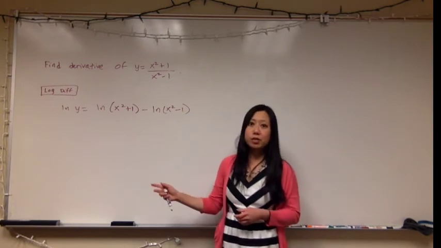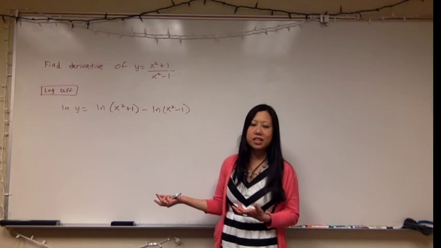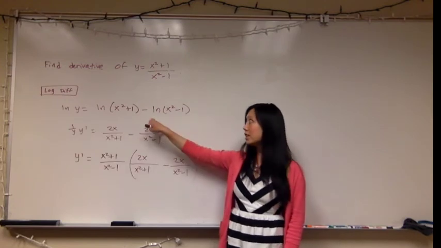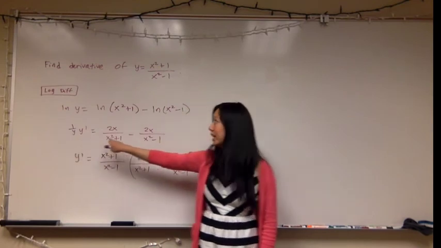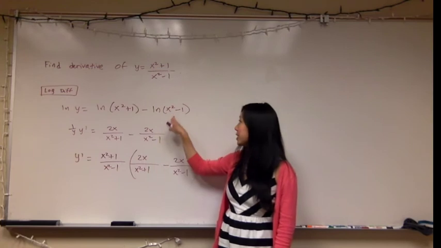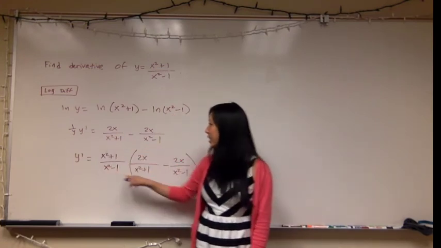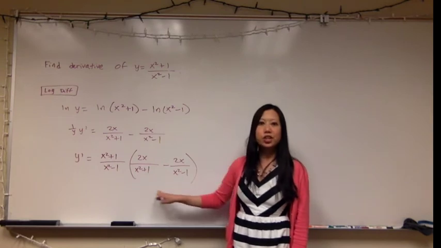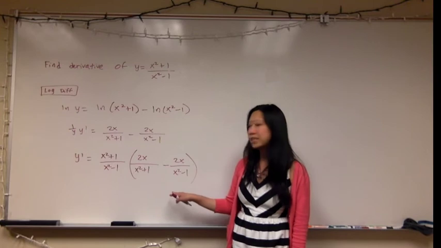So again, continuing with log differentiation, knowing that this is not the most efficient way because it's not going to help us keep our answer simplified. So I implicitly differentiate here. I get 1 over y times y prime equals, by chain rule, 2x over x squared plus 1 minus 2x over x squared minus 1, and then I bring the y over and plug in, and I get this. So sure, I could do a little bit more work here to simplify. It looks like it's going to be very complicated to simplify, though.